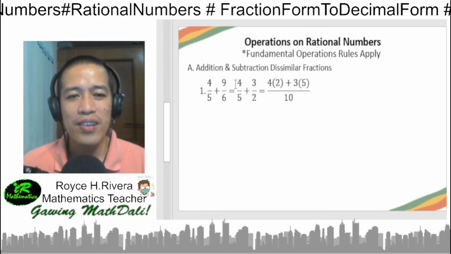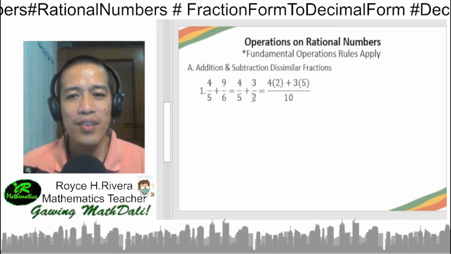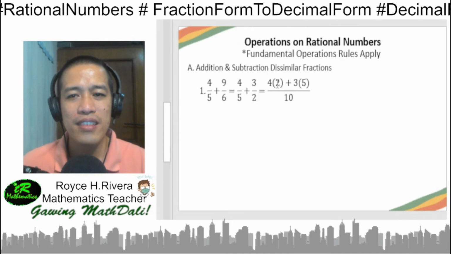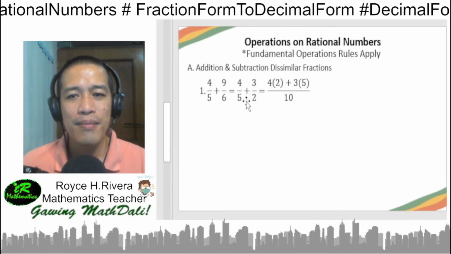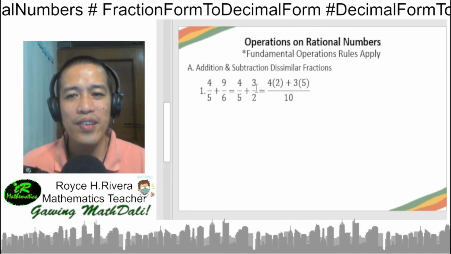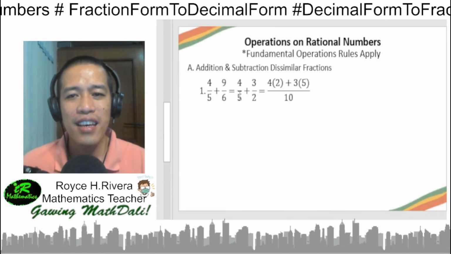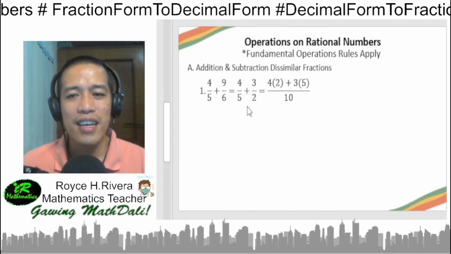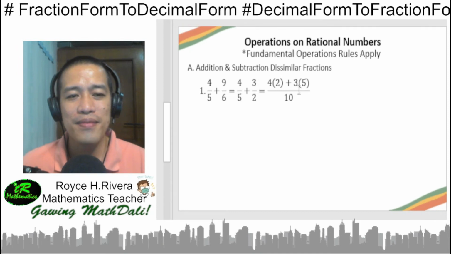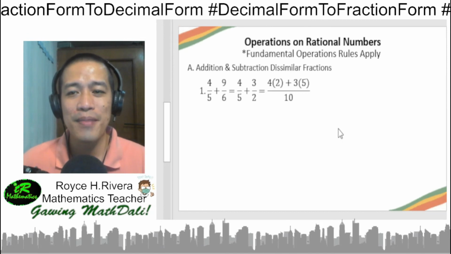The numerator of the first fraction times the denominator of the second fraction. 4 times 2. Then plus the cross product of the numerator of the second fraction times the denominator of the first fraction. 3 times 5. Nasa inyo kung ano ang gusto nyong gamitin.